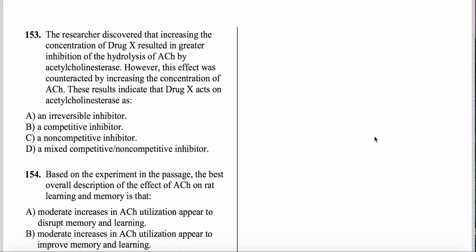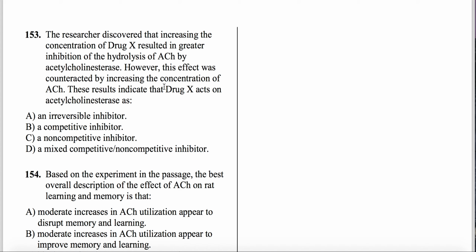Okay, so what's going on here? Drug X is binding and inhibiting acetylcholinesterase dose-dependently, which makes sense, right? Just doing normal inhibition on the protein. However, it's saying that this effect is counteracted by increasing the concentration of acetylcholine.